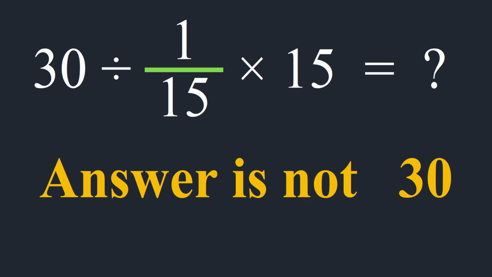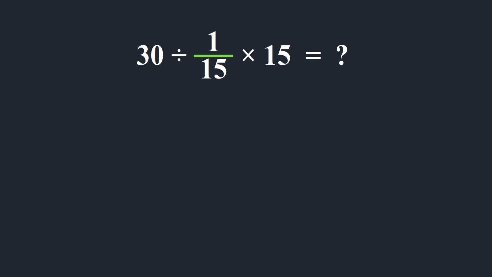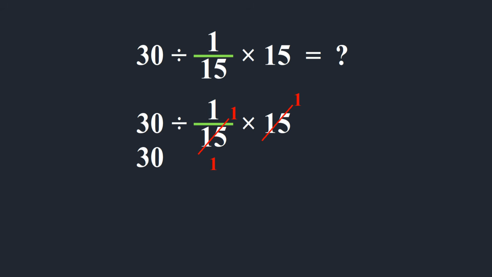Coming up in this vlog, we wanted to find the value of this expression: 30 divided by 1 over 15, then times 15. Let's go and start solving the problem. We have 15 divided by 15 which equals 1. So here we have just 1, and 30 divided by 1 equals 30.